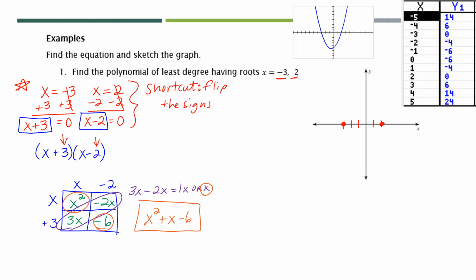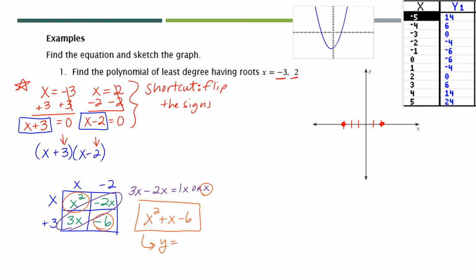Now what you're going to do is put this into y equals in your calculator, and you're going to graph it, and you want to make sure that your graph crosses through the same exact points as the sketch that we started here. So if your graph doesn't cross through the same points, you're going to know that you made a mistake somewhere.